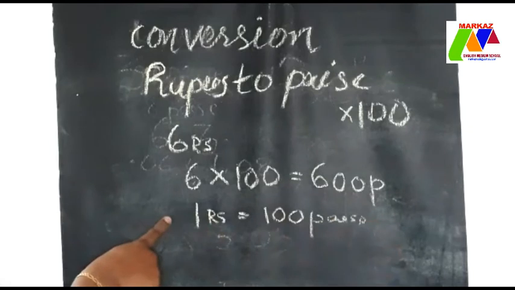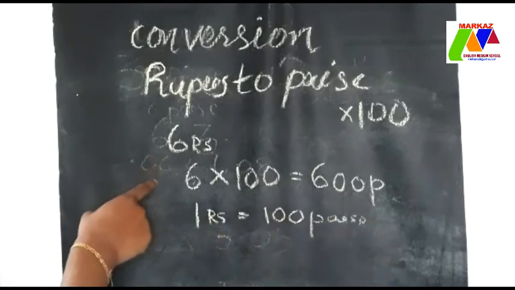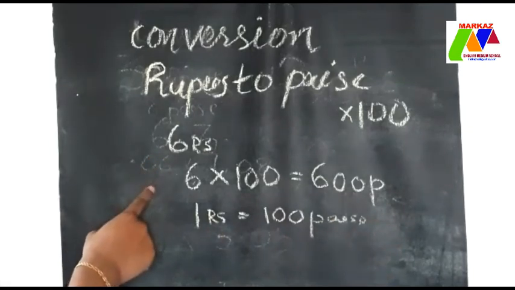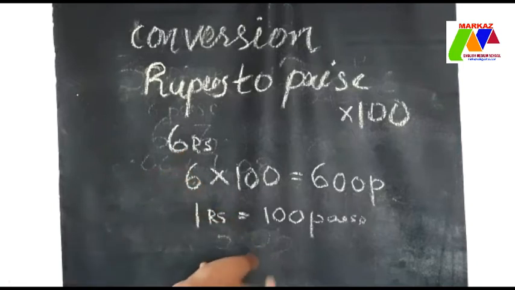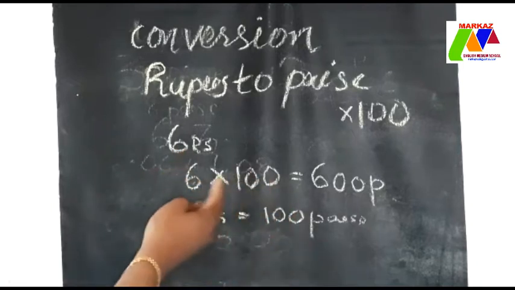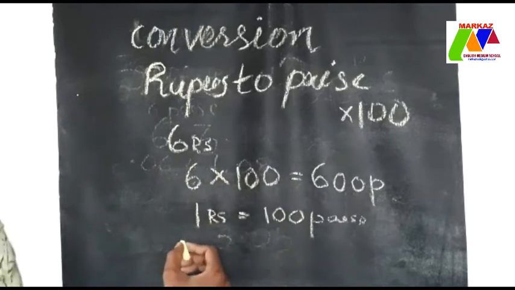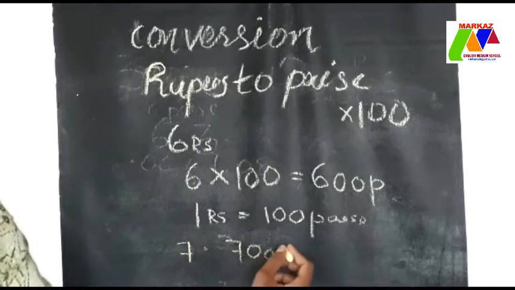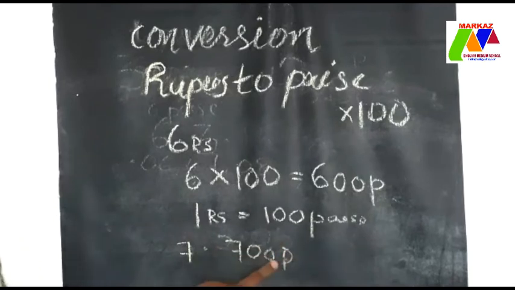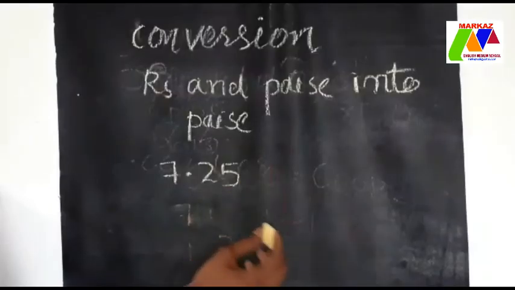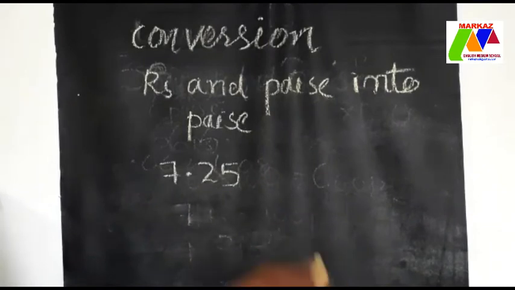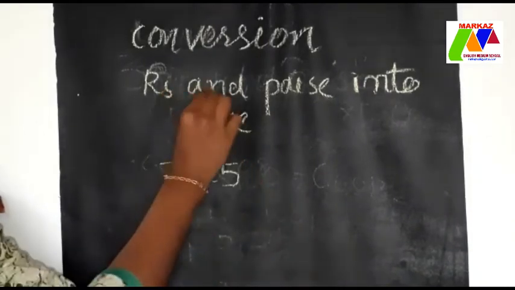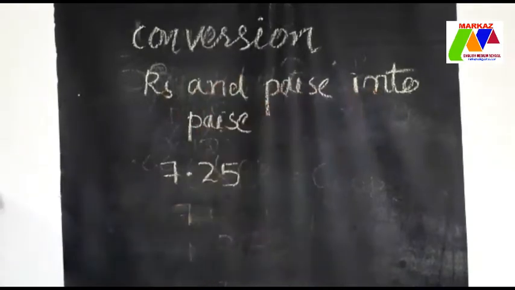If the rupees is 8, the paise is 800 paise. If the rupees is 7, the paise is 700 paise. So what we have to do? We have to multiply it by 100. Understood? Students, now let us study how to convert the rupees and paise into paise.